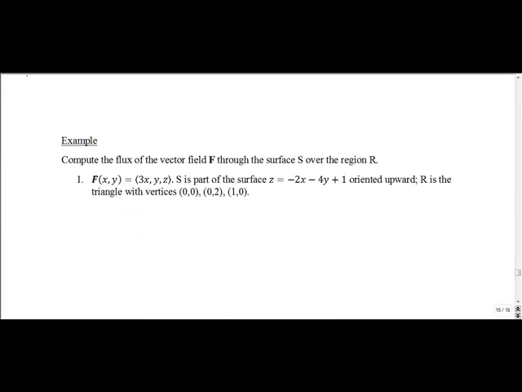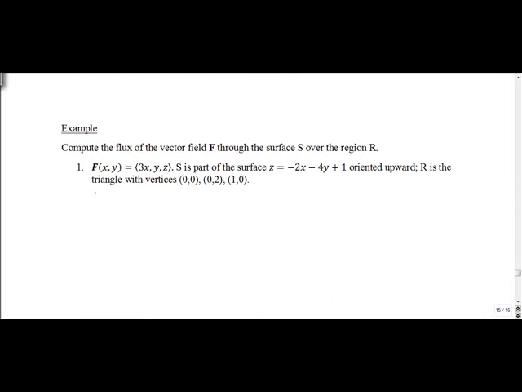Okay, so let's start. We need to find first partials. So z equals minus 2x minus 4y plus 1. Find the first partials. Partial z with respect to x is minus 2. Partial z with respect to y is minus 4. Okay?